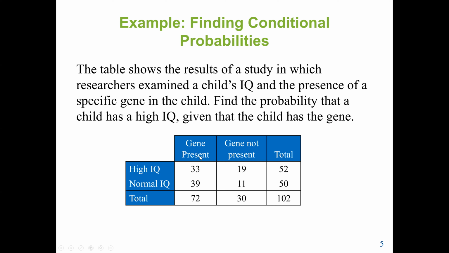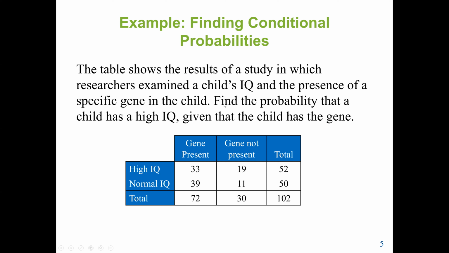Now the gene present for the high IQ is 33. The gene not present is 19. Total, we have 52. For the normal IQ, the gene present is 69. Gene not present is 11. Total is 50. So total altogether is 102. Gene not present, total is 30. Gene present, total is 72.